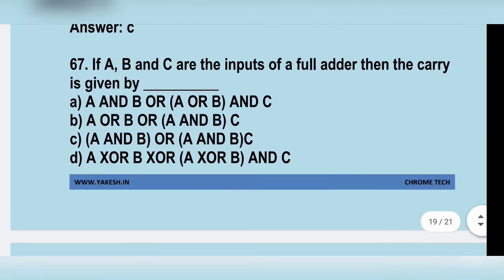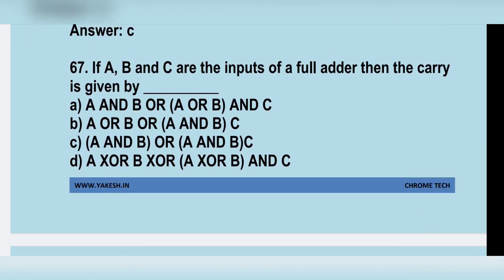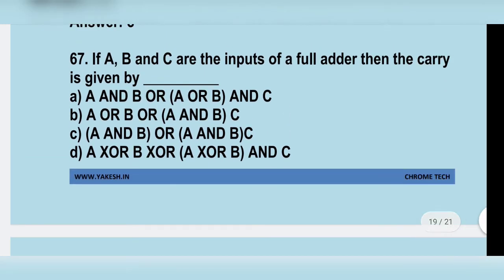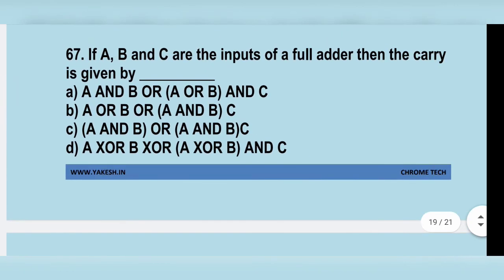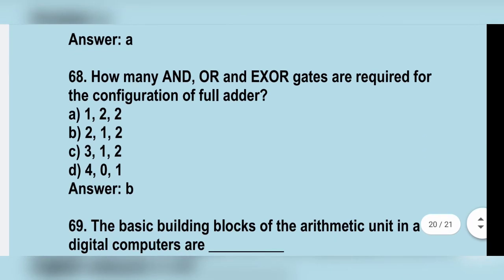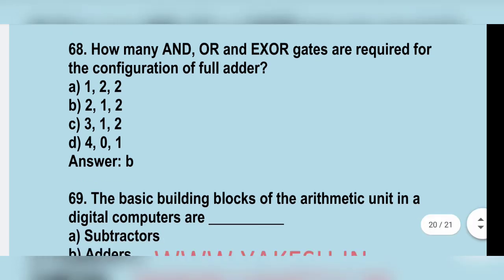If A, B and C are inputs for a full adder, then the carry is given by option A, the correct answer: A AND B, OR (A OR B) AND C. How many AND, OR, XOR gates are required for the configuration of a full adder? Option B is the correct answer: 2, 1, 2. Next question.